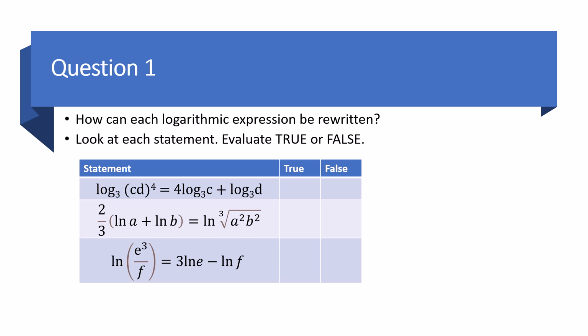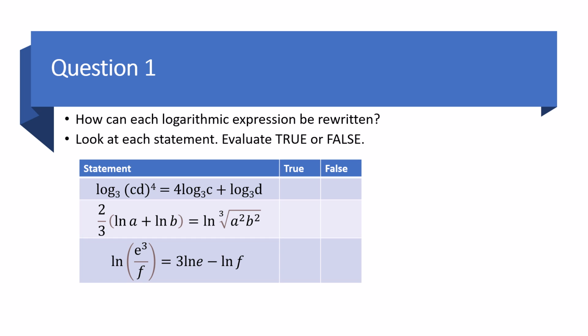Question 1. How can each logarithmic expression be rewritten? So we have a table here with 3 expressions. So we want to use our logarithmic properties. Those properties should be in your notes if you've been going through the course content, but they're also in the Quizlet study set for this class. So we want to evaluate each statement and determine whether it's true or false.